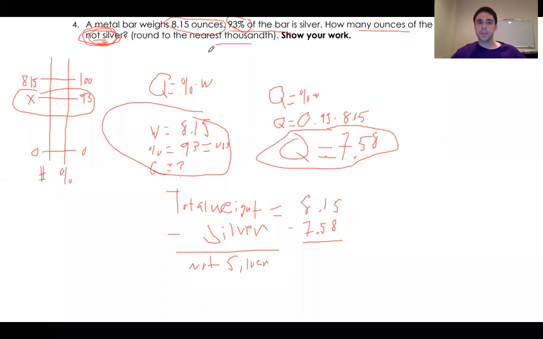There's more participation here. Double check that. Exactly. Great job. It's going to be 0.57 ounces are not silver. So we can say that 0.57 ounces of the bar are not silver. And we've now answered our question.